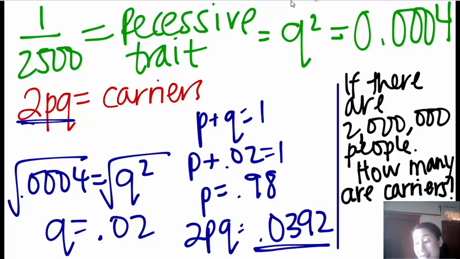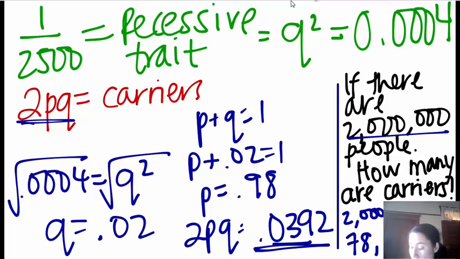So in order to apply that to this last step, which they might throw at you, I would simply multiply 2 million by 0.0392. I know I'm running off the screen there, but if I solve that, 2 million times 0.0392, I get 78,400 people in the population. So if it asks you for a specific number of organisms, all you need to do is find the frequency and multiply it by the size of your population.